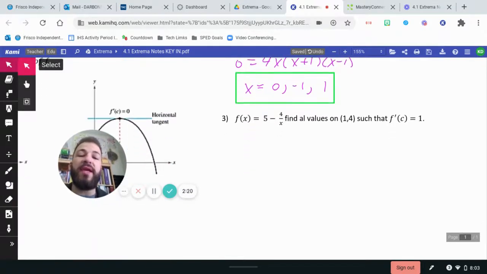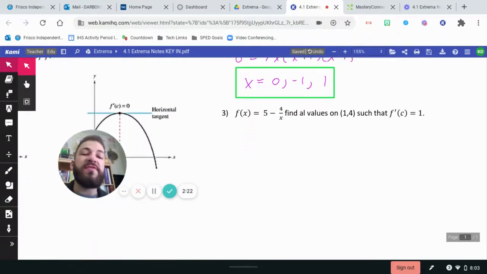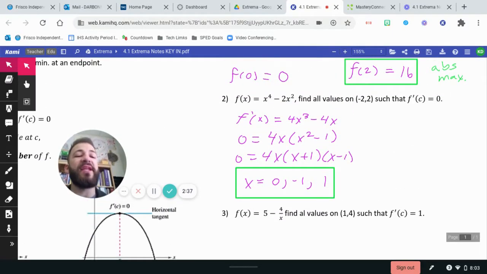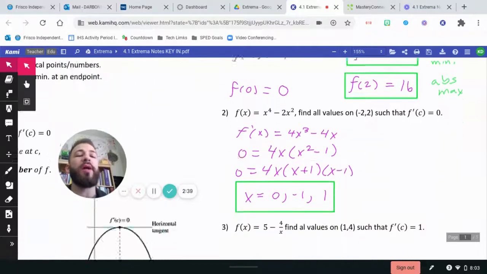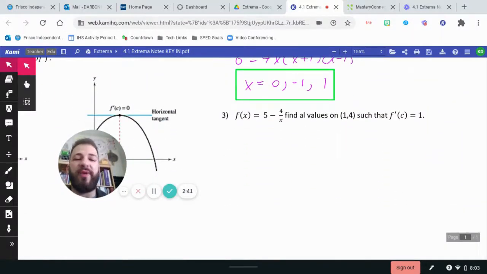On number 3, we have f of x is equal to 5 minus 4 over x. And we want to find all the values on 1, 4 such that the derivative is equal to 1. F prime of c is equal to 1. So same thing, we're going to be taking the derivative, but then instead of setting it equal to 0, like on number 2 and number 1, we're going to set it equal to 1. So that's not too bad.